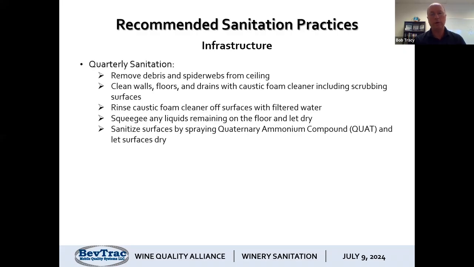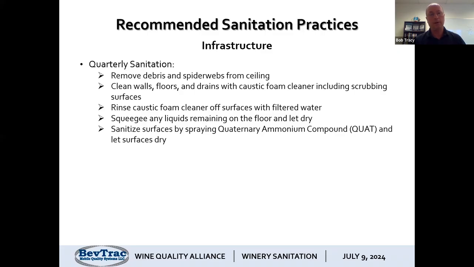So again, quarterly, you want to remove debris and spider webs from the ceiling. The ceiling is not going to be as contaminated or get as much material, but again, it will develop spider webs and debris over time. And then clean with your caustic foam cleaner, rinse off the cleaner with filtered water, squeegee any liquids remaining on the floor and let dry, and then spray the quat onto the surfaces.